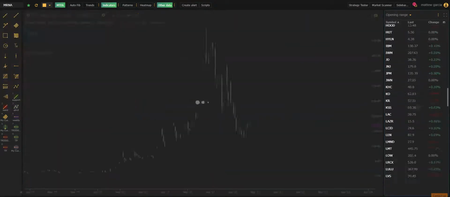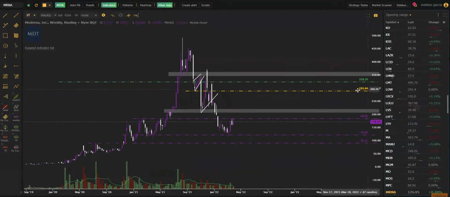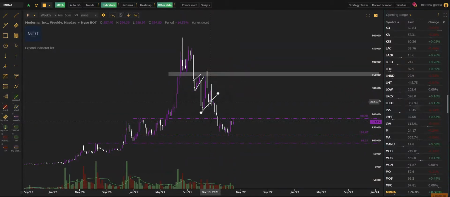Moderna is a name. We've played this a lot up and down. Basically, what I'm seeing. Sorry, like I said, we definitely harassed this name here.